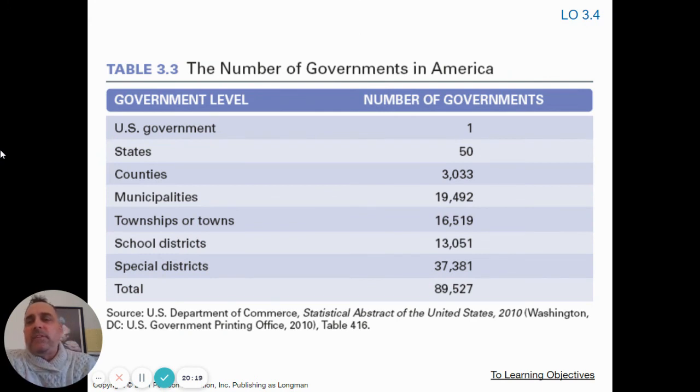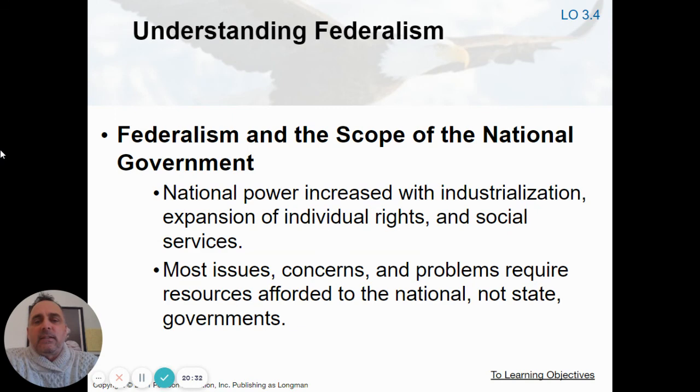Okay, so these are those different levels of government we talked about. 1 U.S. government, 50 states, 3,000 counties, 19,000 municipalities, 16,000 townships or towns, 13,000 school districts, and 37,000 other or special districts that exist in this country. That's a lot of different types of government. And they all have to work together. And unfortunately, they don't always do that very well.